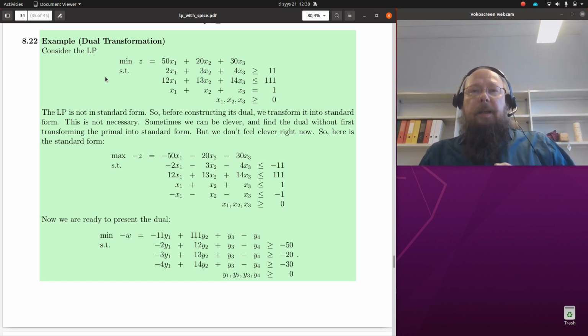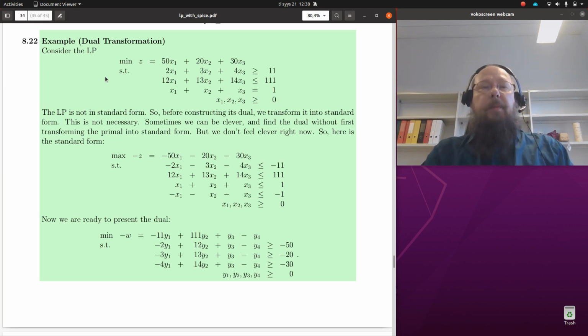Since this LP is not in standard form, it's difficult to see what its dual is. If you are familiar with duality and are clever enough, you can probably figure out the dual, or some form of the dual, of this LP directly. I'm not clever enough.